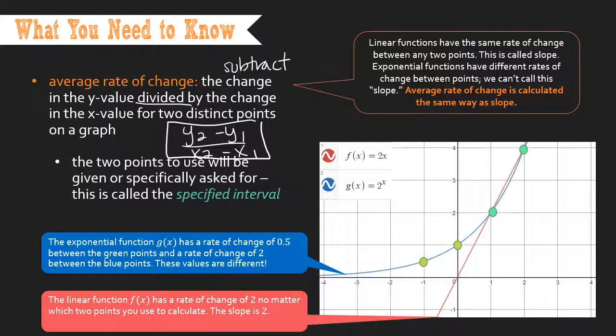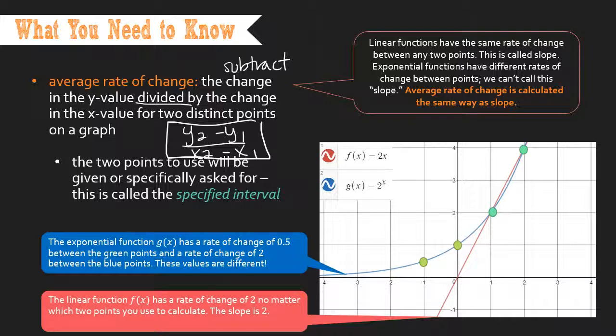Now, linear functions have the same rate of change, okay? They have a constant slope throughout their function, but exponential and quadratic functions, their rates of change differ depending on what points we're looking at. So we call it the average rate of change because we're just looking at a specified interval. It doesn't have a constant rate throughout the entire function.